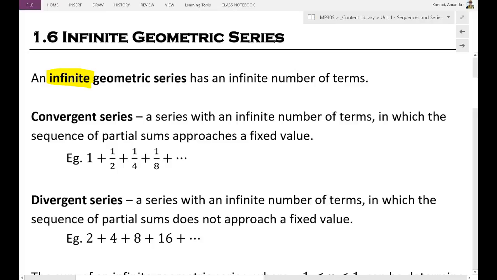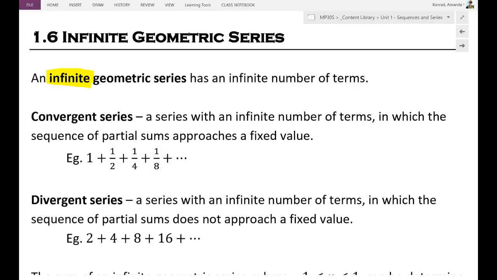Now, we've seen this already. I think it was back in 1.1. Infinite, meaning the number infinity, which means going on forever. It has an infinite number of terms. It can keep going. There is never any end, which we can do for geometric sequences and series because we just keep multiplying by the same number over and over. And even if they get really close to zero, they don't actually become zero because we're not multiplying by zero.